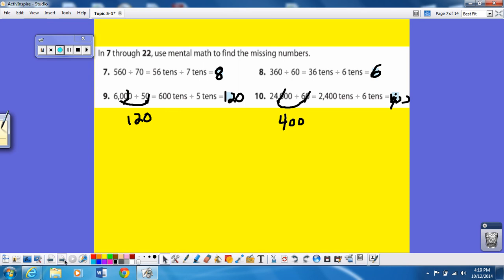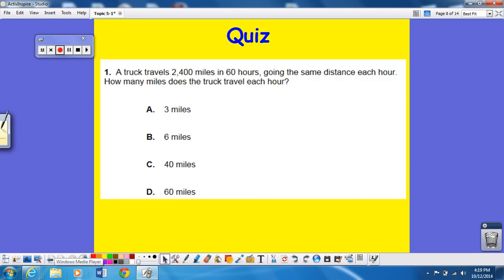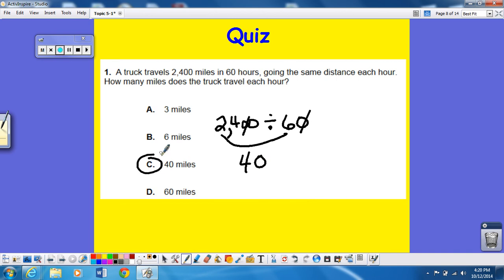All right. Now, these problems are problems where you have to decide how to set them up. A truck travels 2,400 miles in 60 hours, going the same distance each hour. How many miles does the truck travel each hour? Well, if I know it travels 2,400 miles, and I know it goes 60 hours, that means I have to divide 2,400 by 60 to get each hour. I'm going to do 24 divided by 6 is 4. I'm going to cancel this one with this one, which leaves me 1 0, and my answer would be C.